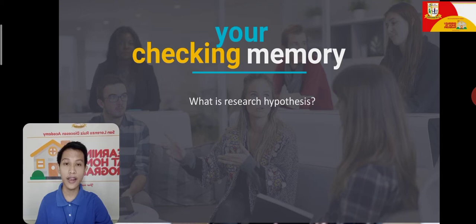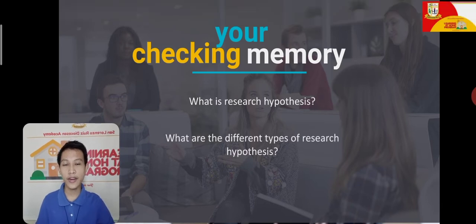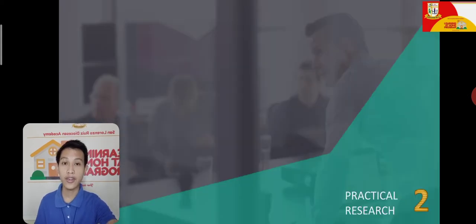and it says the different variables and how they will be affecting each other as you do the research process. Next, what are the different types of research hypotheses? So we have null hypothesis and alternative hypothesis. Null hypothesis says that there will be no significant relationship between the variables present in your study, while alternative hypothesis says that there will be a significant relationship between the variables used or tackled in your research study.